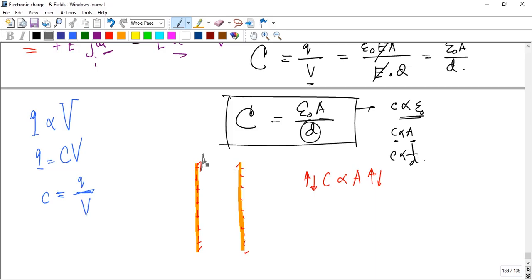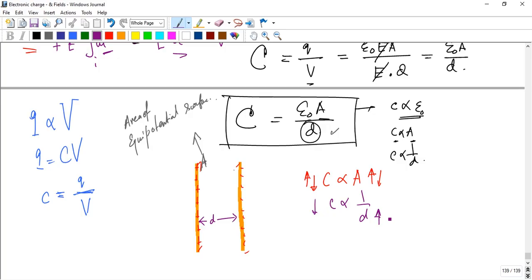That area is the area of the equipotential surface. And what is D? D is the separation between these two plates. C is inversely proportional to D. If D is large, C is obviously small, and if D is small, C is large. C means capacitance.